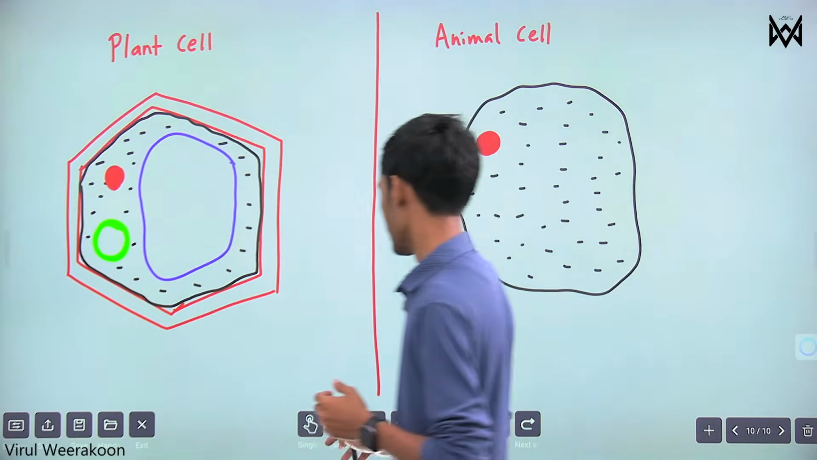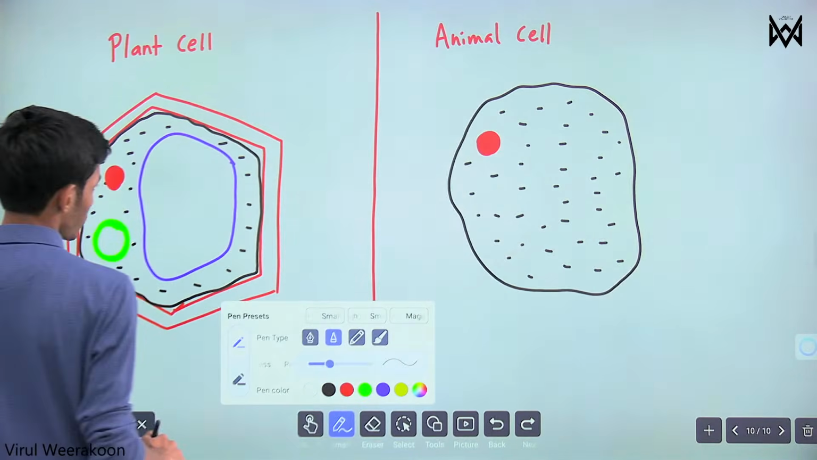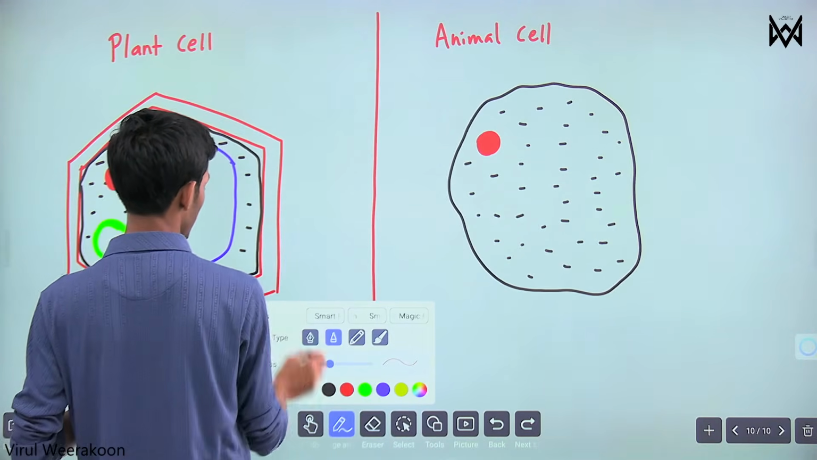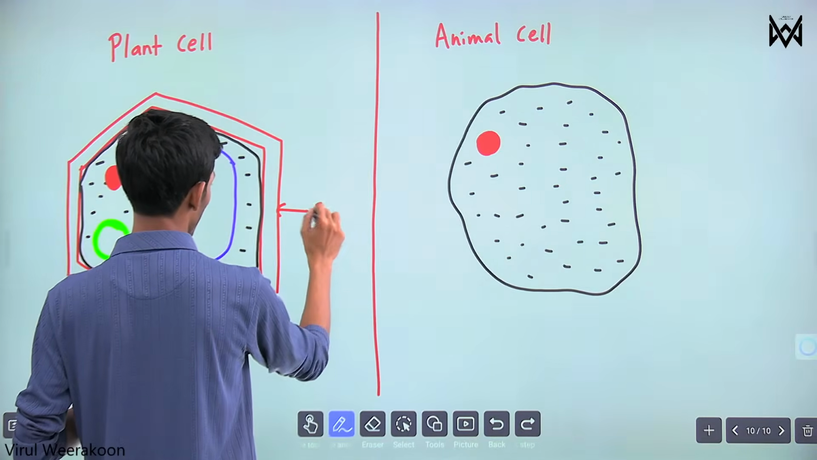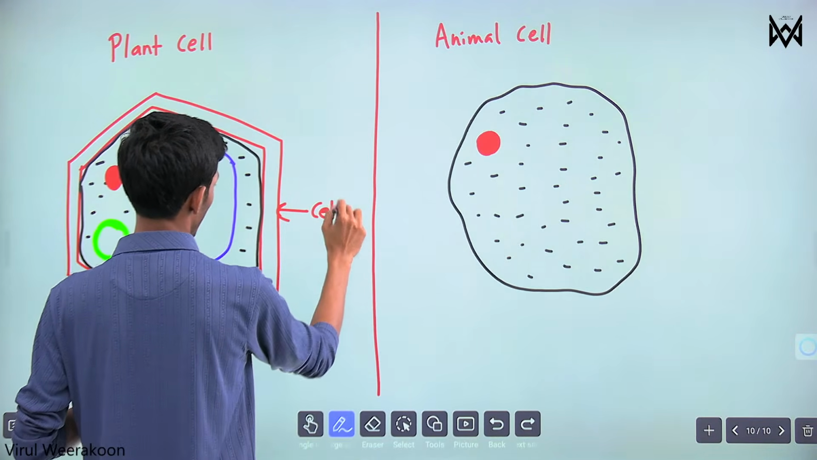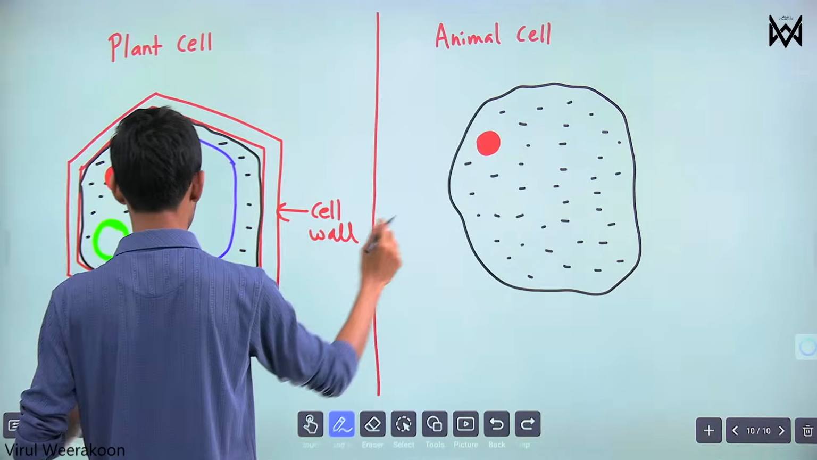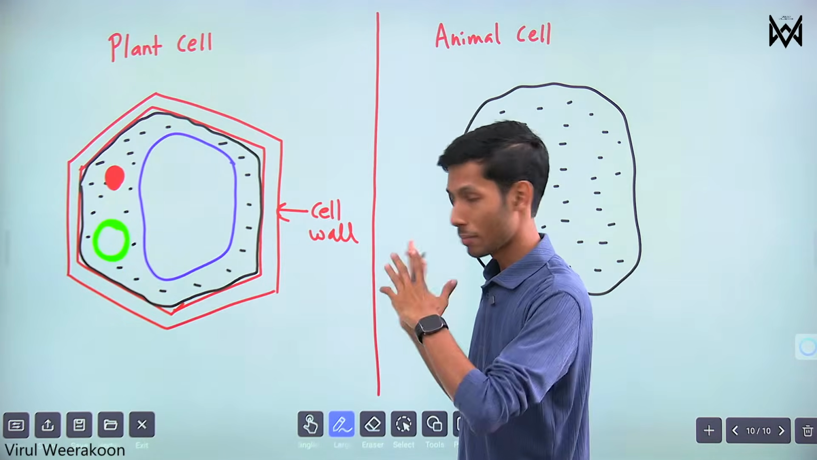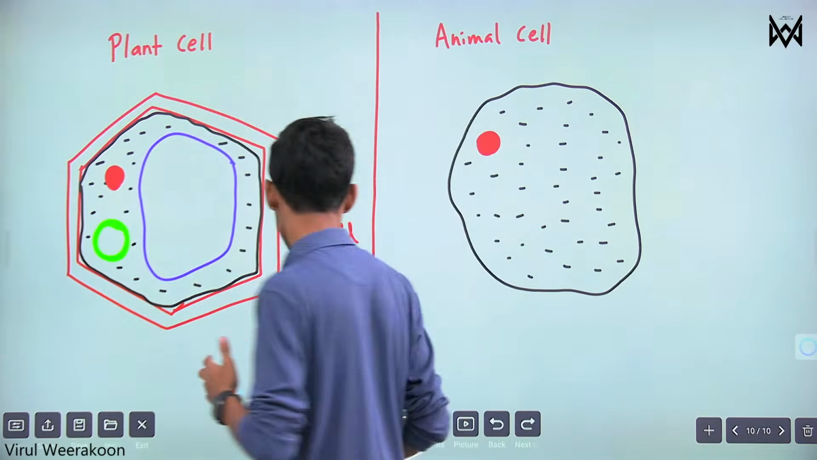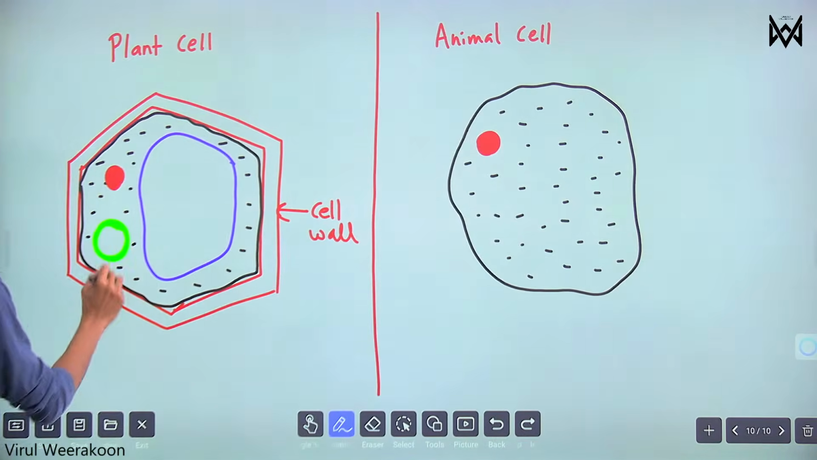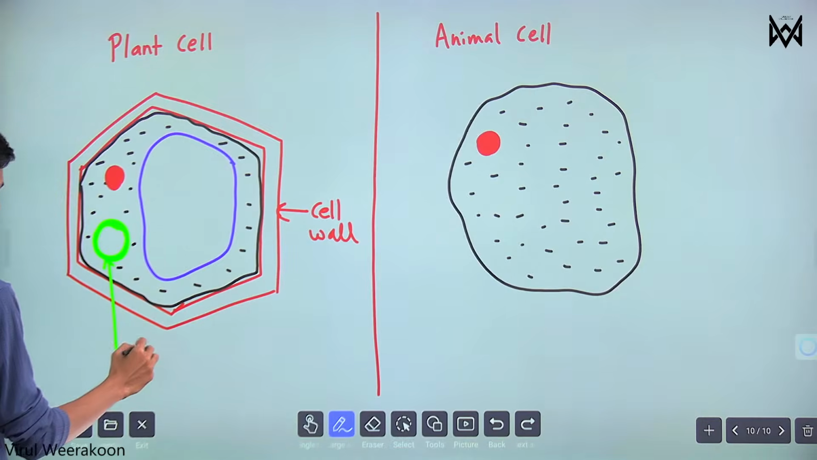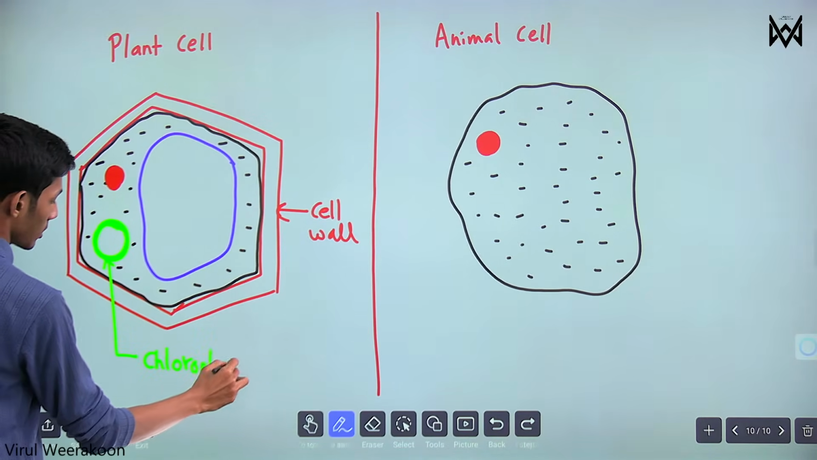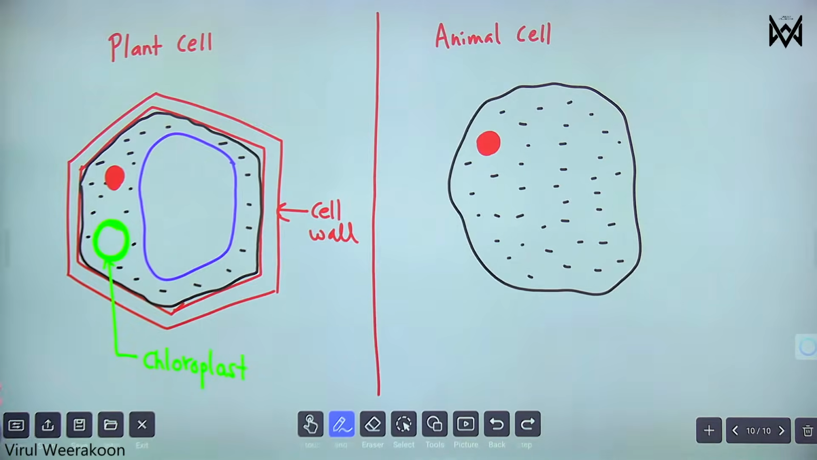Then this is known as the cell wall. That is only found in the plant cell. In this comparison, you can find a cell wall in protista also, but we are comparing both animal and plant cells. Then you can see the chloroplast, which is only seen in plant cells. Chloroplast, okay, only seen in plant cells.